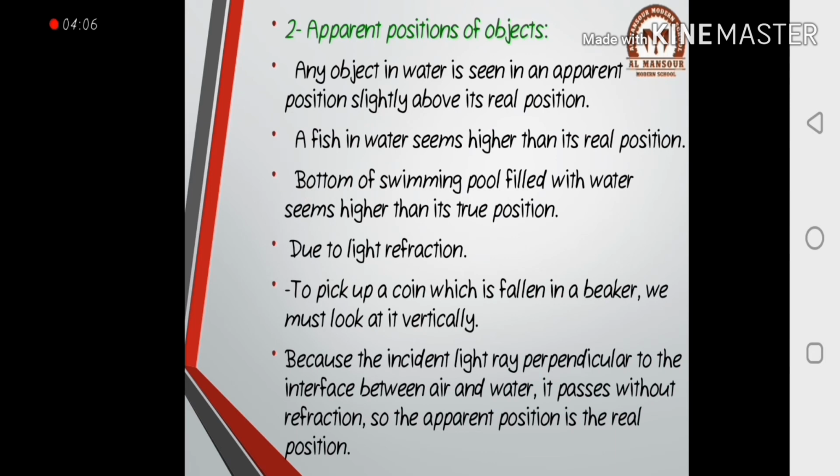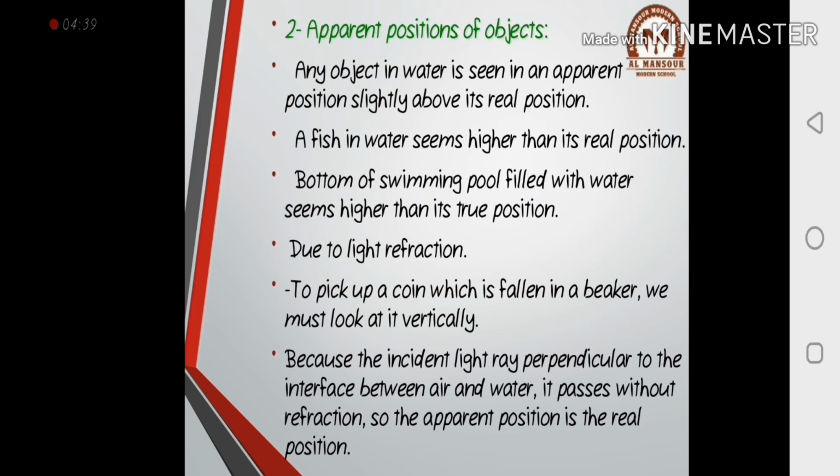The second natural phenomenon: apparent position of objects. Any object in water is seen in an apparent position slightly above its real position. Examples: a fish in water seems higher than its real position. Second, the bottom of a swimming pool filled with water seems higher than its true position. This phenomenon occurs due to light refraction.